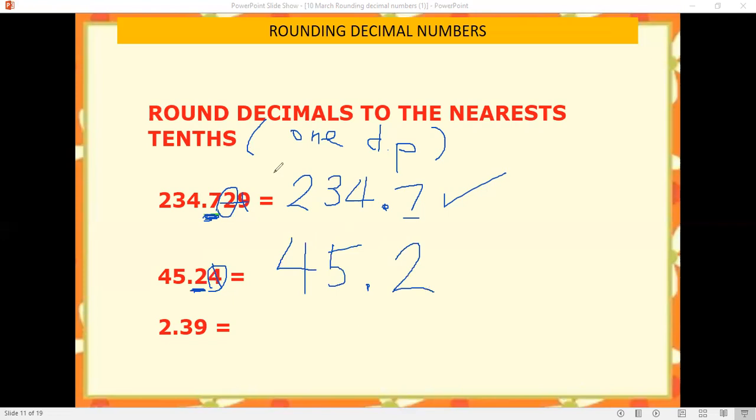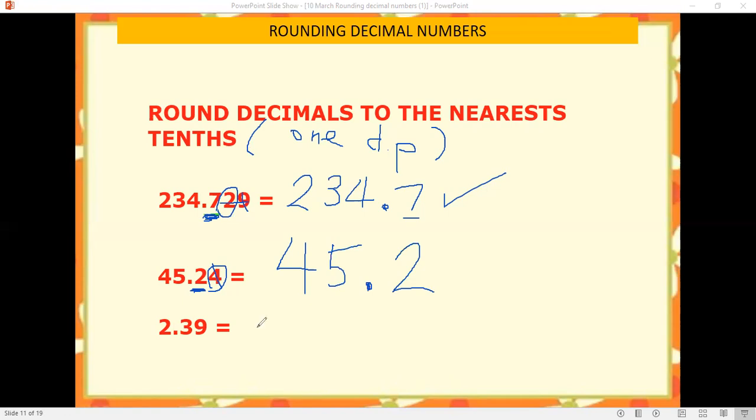So, do we have 1 digit after the point? Yes, we have only 1. So this should be written. So when you're rounding decimals to the nearest tenth or 1 decimal place, your answer is always 1 digit after the decimal point, not 2. Okay?